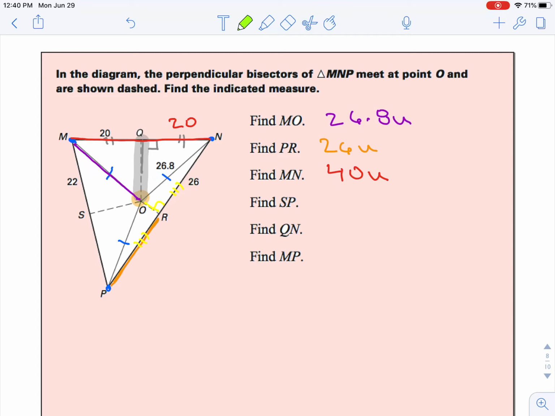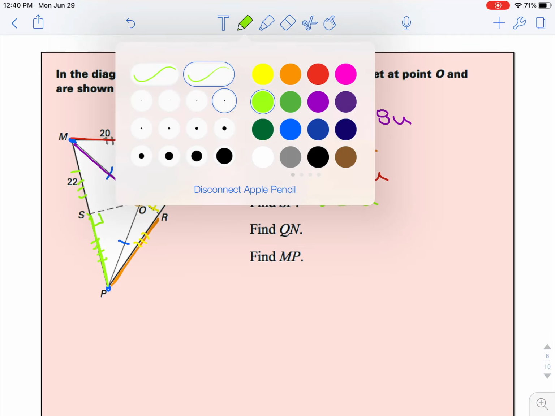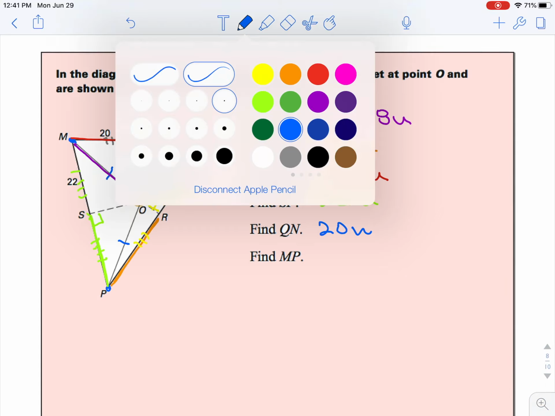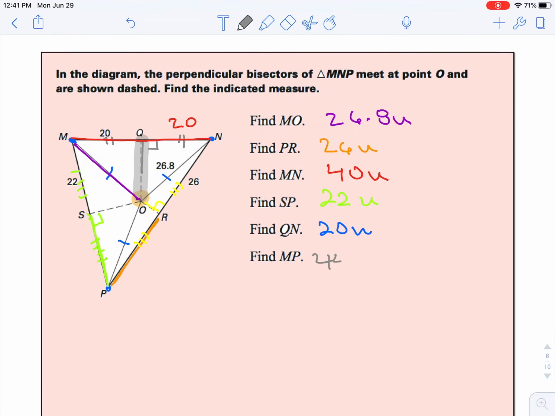All right, what about SP? So SP is this piece right here. And again, that SO is the perpendicular bisector. So it makes those two pieces the same, and so it makes it 22 units. QN, we've already marked it because of the other work we did. And then finally MP is this whole segment right here, which would just be 44.